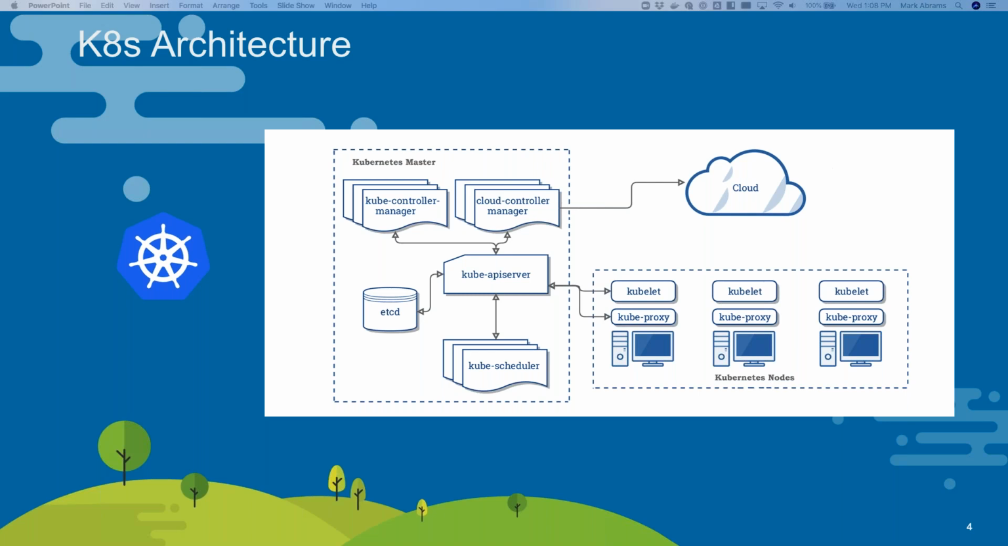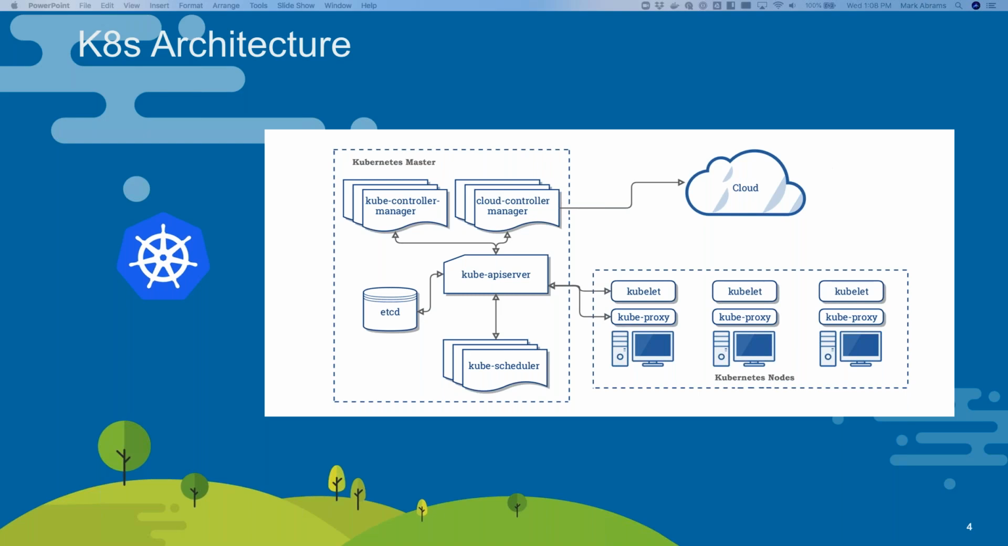The kube controller manager is actually a single process of multiple controllers. So it's the default controllers that you get with Kubernetes. You can, of course, create your own as well. And then the cloud controller manager is actually cloud specific. It's cloud provider specific control loops that are in the cloud controller manager.